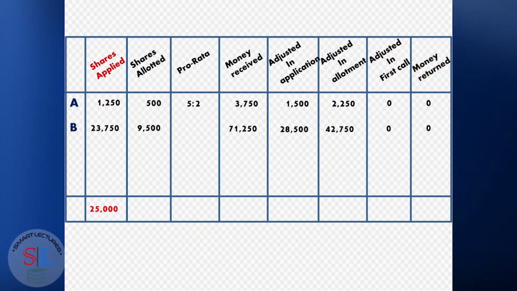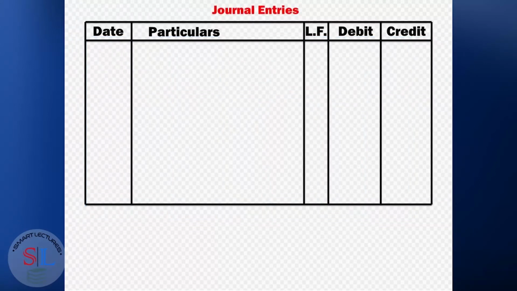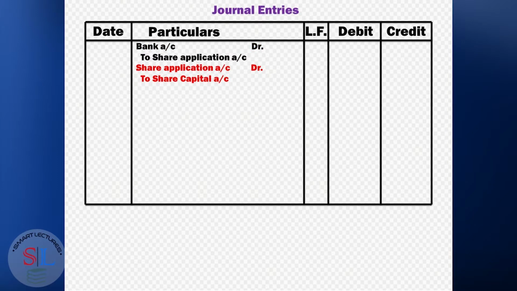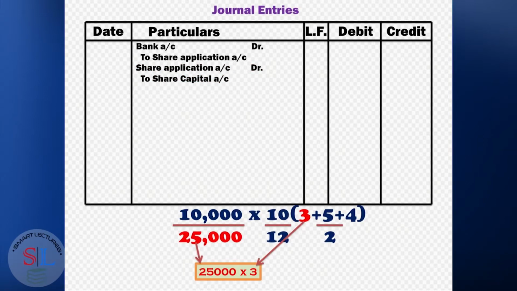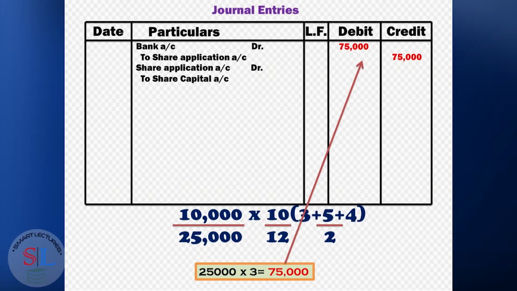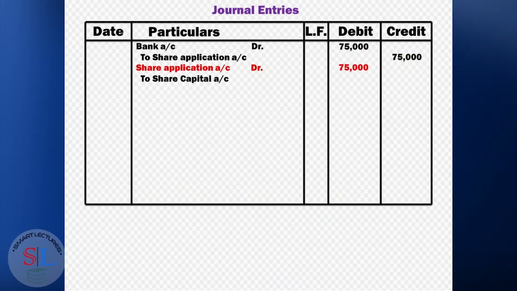In this way, shares applied 25,000, shares allotted 10,000 shares, money received 75,000 rupees, money adjusted in application 30,000 rupees, money adjusted in allotment 45,000 rupees. So let's start the journal entries. Bank account debit to share application account. So how much money was received on application? 25,000 into 3, 75,000 rupees. And share application account must be credited under any circumstances.